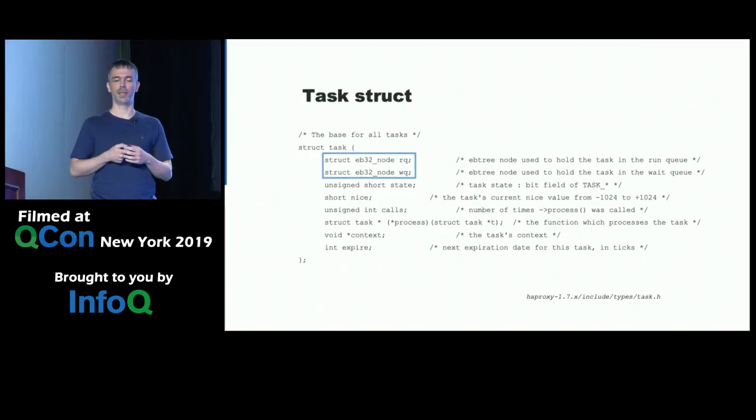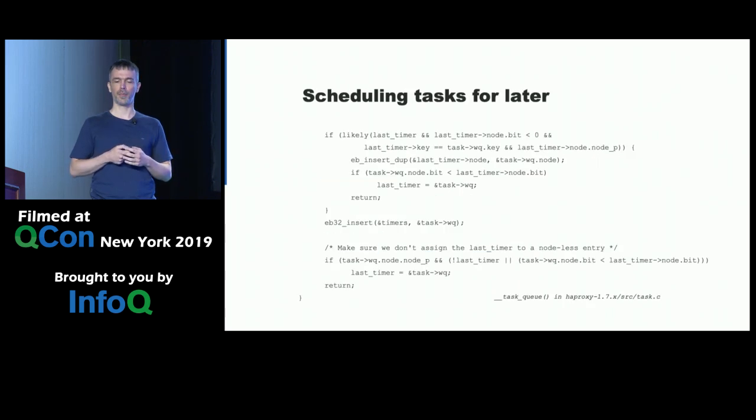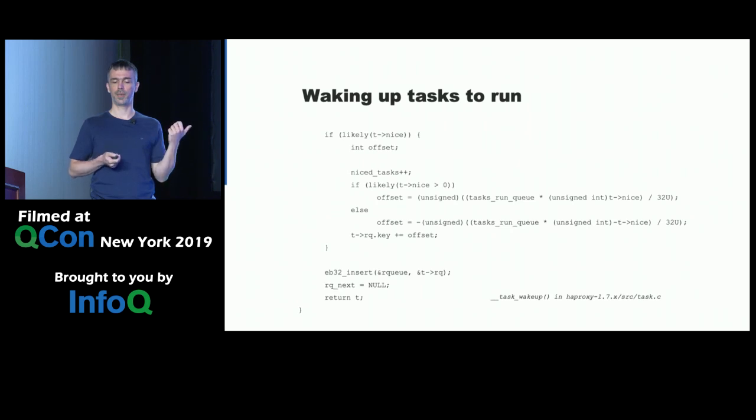Our tasks look like this. We have the entries for being inserted into either of the EBtree nodes that we just pointed out. We have the function pointer for the processing code for this particular task. We have the expiry date. We can schedule them by inserting into the wait queue. We can wake them up by looking them up in the wait queue and then modifying their expiry time by some nice value, and then just insert it into the run queue.